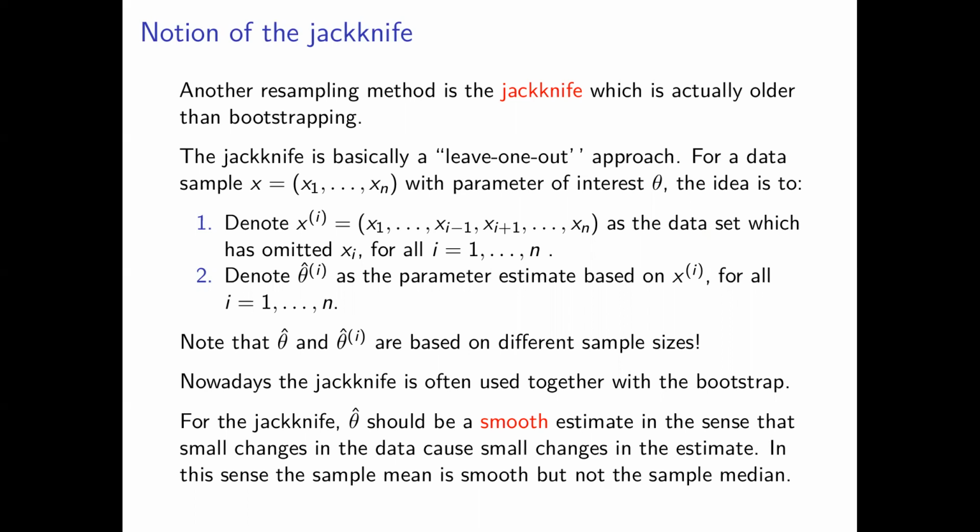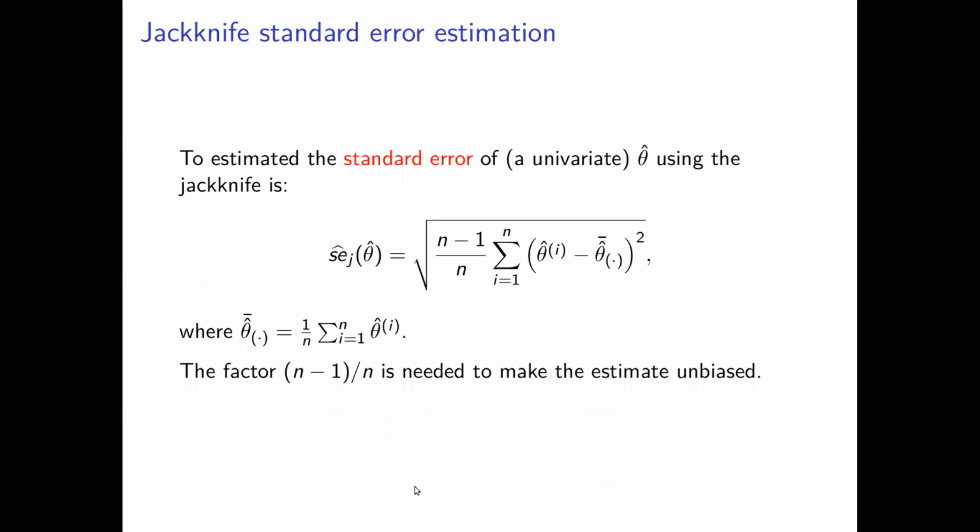In order for the jackknife to work nicely, this parameter estimator theta hat should be a smooth estimator in the sense that small changes in the data cause small changes in the estimate. This is, for example, not the case for the median, where changing the data a bit creates no change at all if you're doing it in the tails of the sample data distribution. However, it may create an abrupt change if you do it with the two values in the center. Whereas the mean fulfills this smooth quality, that changing a little bit of the data always will change a little bit of the mean.